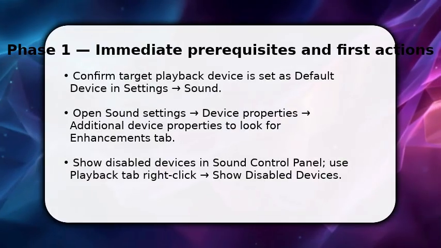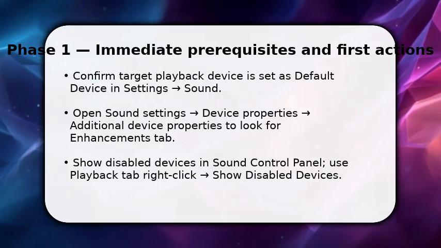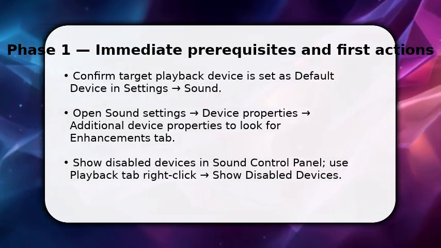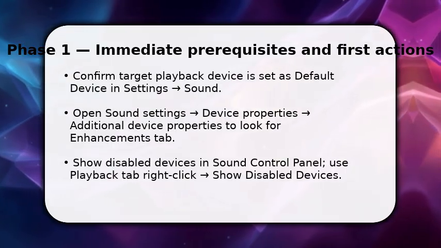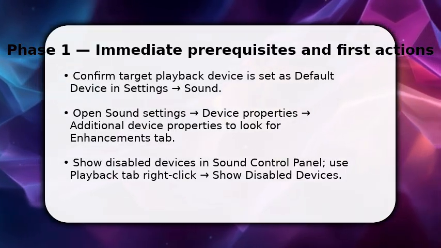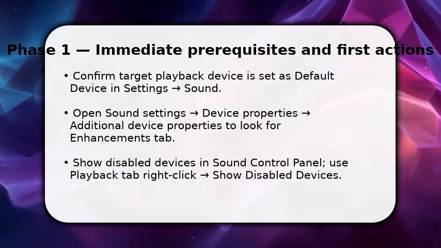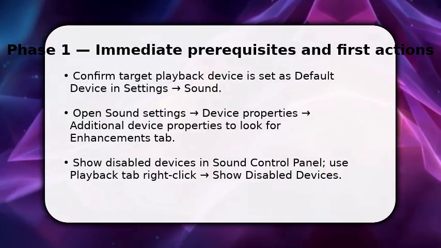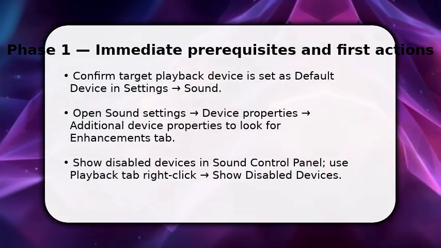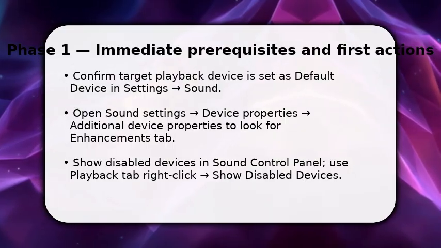You start by focusing on the specific playback device, set it as default, and open its additional device properties. Once done, look for the Enhancements tab inside the classic sound control panel. If you don't see it, make sure you're viewing the right device and that disabled devices are visible. Right-click the playback list and enable Show Disabled Devices.